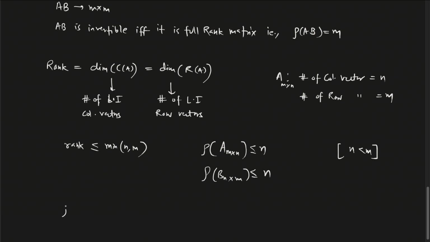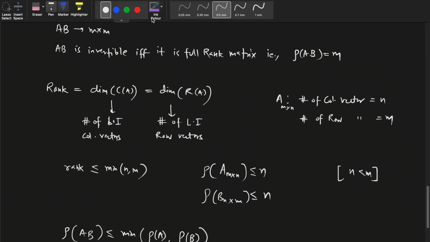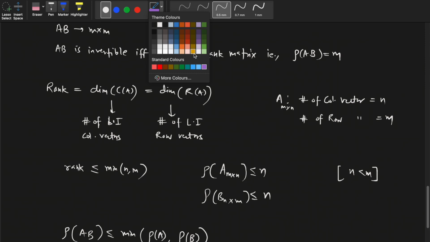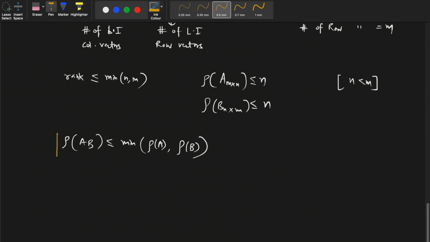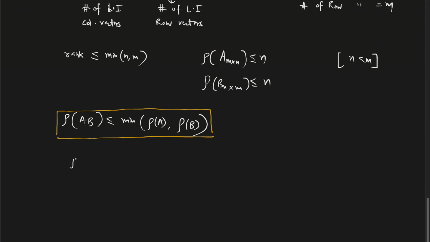So these things are given. Now there is one property: rank of a matrix AB should be less than or equal to the minimum of rank of A comma rank of B. This is an important property, so take a note of it. That rank of a matrix AB should be less than or equal to the minimum of rank of A and rank of B.